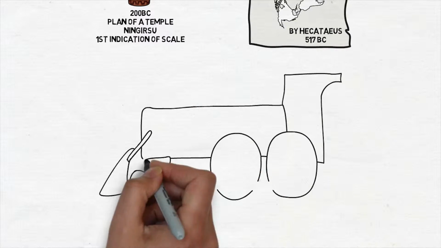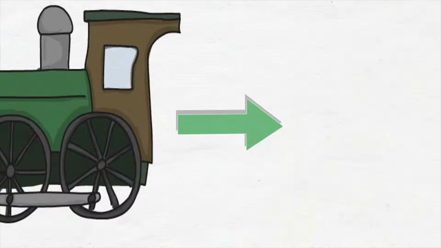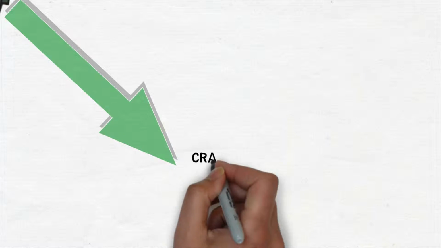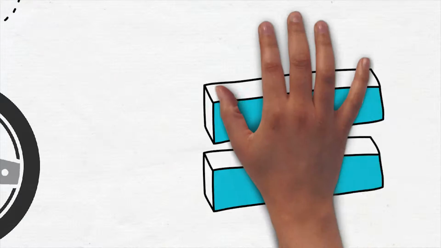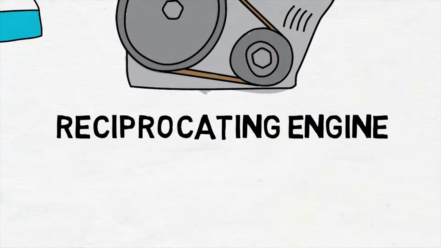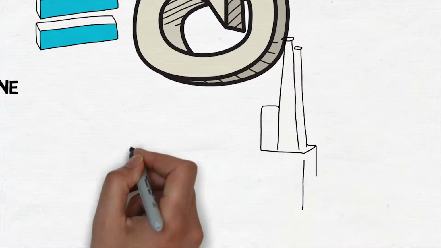The 18th century saw the invention of the steam engine and its use as a pumping apparatus for mines and collieries. A good 70 years later, the cylinder of the steam engine was connected through a crankshaft with a flywheel, and the reciprocating engine was born. The steam engine was then used to propel machinery to perform the work previously done by human hands.